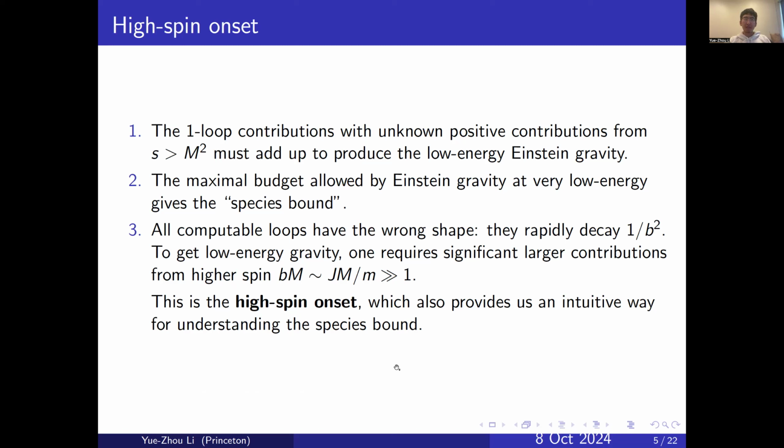So this means that to get the known gravity, one must require significant large contributions from higher spin. This is what we call the high spin onset. And we think this provides us an intuitive way to understand this species bound.